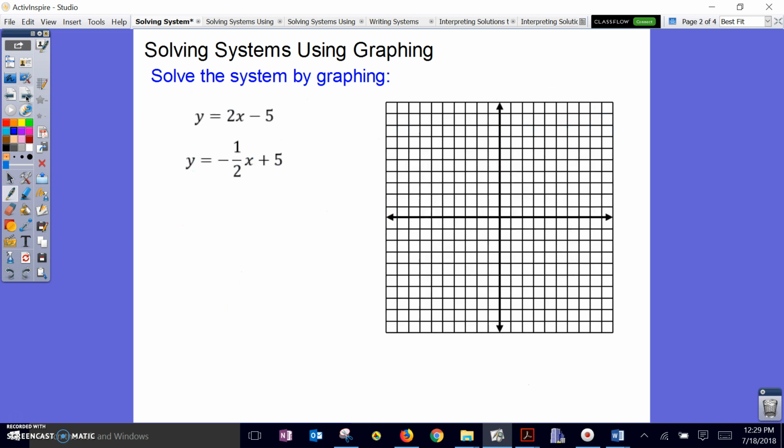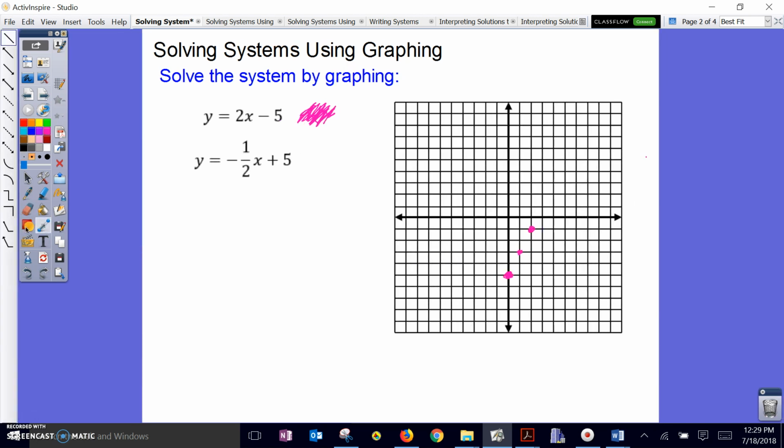First example here, we're going to solve the system y equals 2x minus 5, and y equals -1/2x plus 5 using graphing. So I'm going to start by graphing the line y equals 2x minus 5. It has a y-intercept of -5, so I count down to -5 on the y-axis. And it has a slope of 2. So from there I'm going to go up 2 and over 1 and plot another point, and up 2 and over 1 and plot another point. And then I have a bunch of points, and I'm going to connect those points with a line.